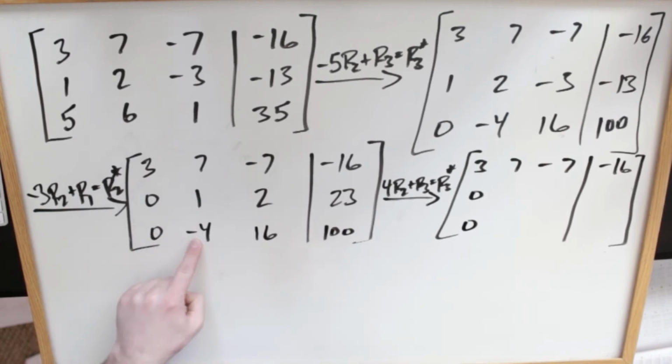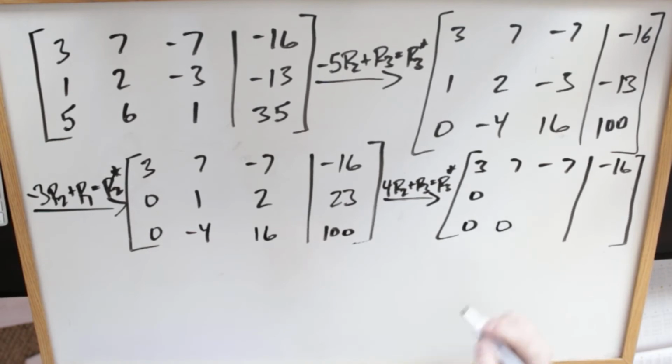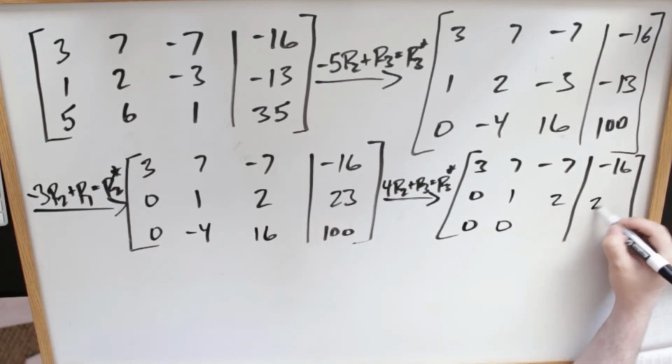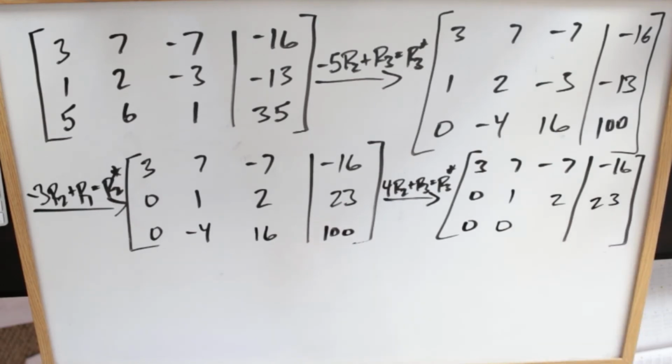4 times that plus that is going to get this down to a 0, which is exactly what we want. So 4 times 1 minus 4, that's a 0. This is going to be a 1 that stays along. These are all going to stay along for the ride, 23. And then these bottom two are going to change. So 4 times 2 is 8. 8 plus 16 is 24.